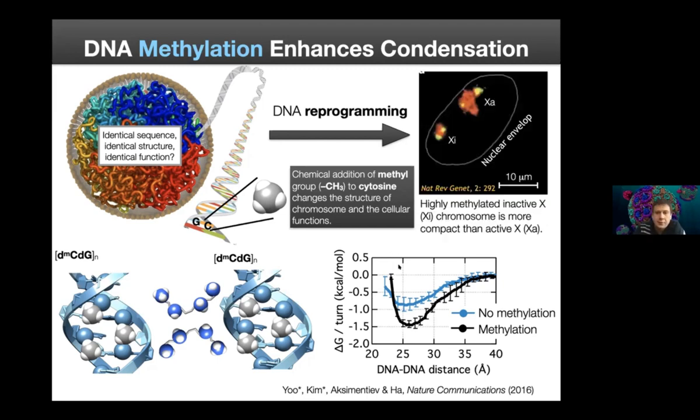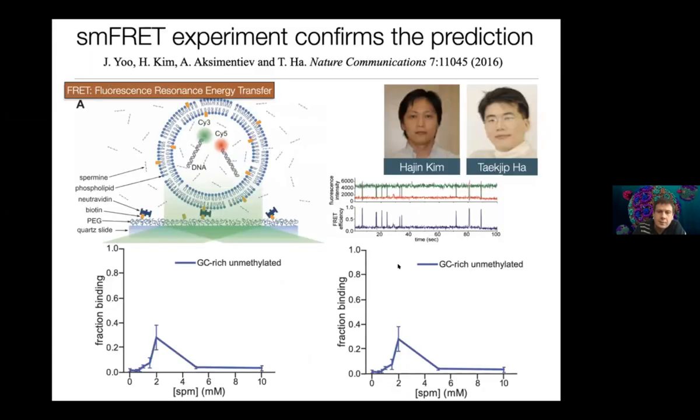By the way, this actually agrees with what we know from experiment. What happens with the chromosomes when they get methylated, they become more compact. And that would have been just an interesting simulation study if it wasn't for the fact that Ji Jung was a friend with Hajin Kim, a postdoc of TJ Ha, who is a world expert in single molecule FRET experiments. And at some point, they had lunch, and the expectation was that the experiment would prove that simulations are wrong.